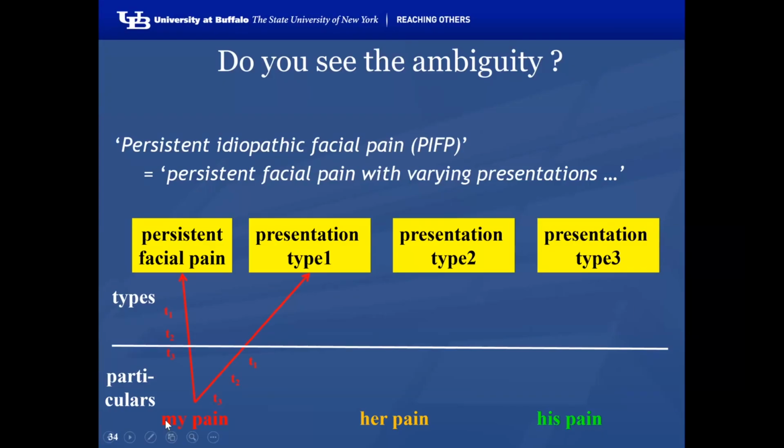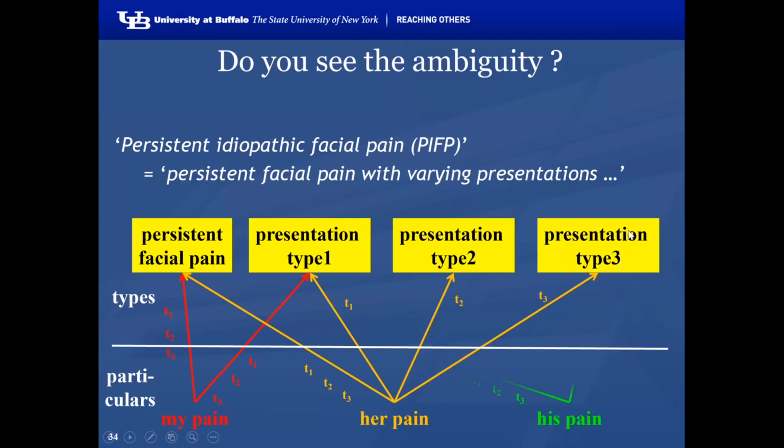So my pain would be such that at all times it is persistent, and at all times it has presentation type 1. Her pain is such that it's all the time persistent, but at time T1 it has presentation type 1, and at T2 type 2, and so on. And his pain is always like this, always persistent facial pain, but always of this type.